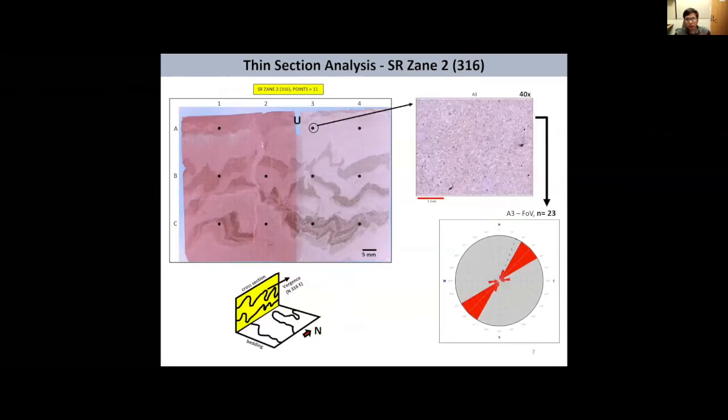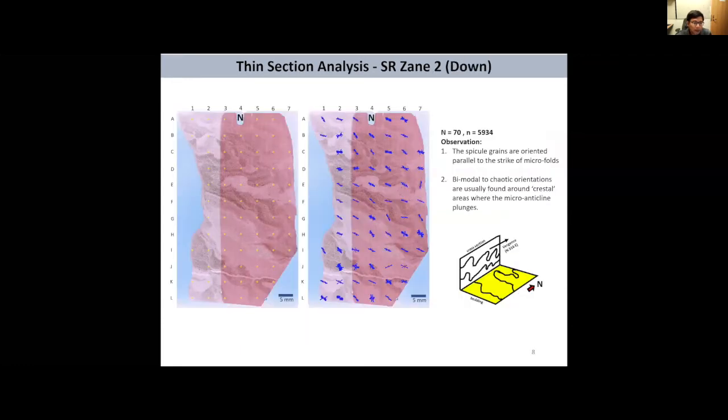Also for SR Zane 2 316, this is the thin section perpendicular to the microstructure strike. For this case, we only use 11 points, the same 40 times magnification, measure the spicules and plot them on the rose diagram. But for this case, we have a lot fewer spicules, and there's an explanation for that actually. We will come back to that later, right?